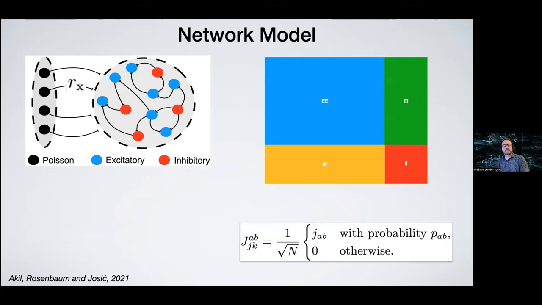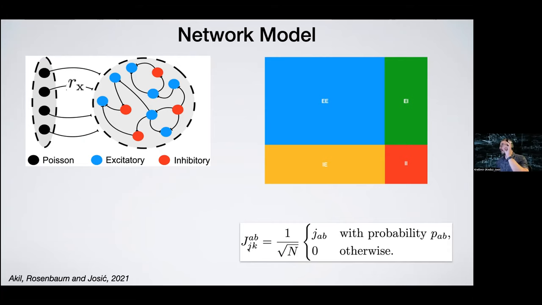This is the connectivity matrix that you see here, right? About one quarter of the cells are inhibitory, three quarters of the cells are excitatory. So the connectivity matrix consists of a big E to E block, an E to I block, an I to E block, and an I to I block. The superscripts, A and B, correspond to the population. So A stands for E or I, excitatory or inhibitory. B stands for E or I. And J and K stand for the actual neurons.